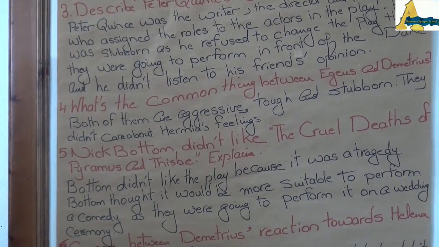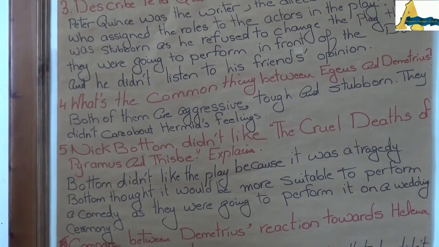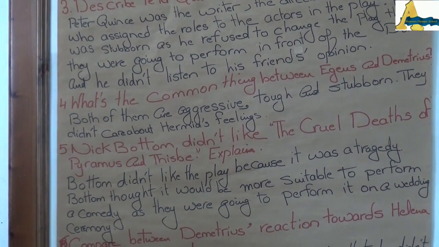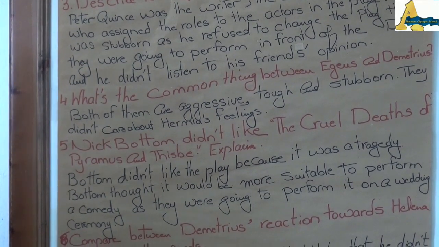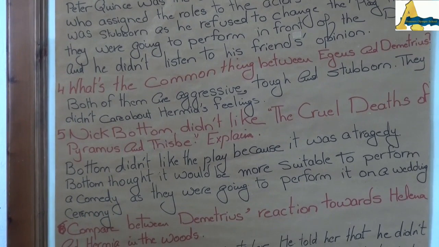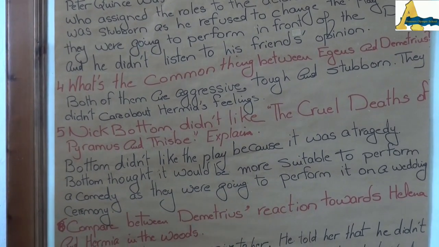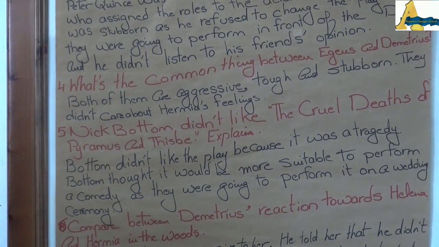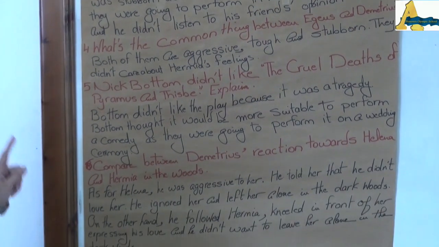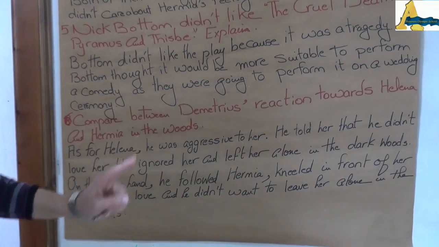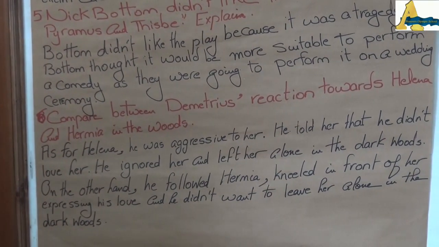Number 5. Nick Bottom didn't like the cruel deaths of Pyramus and Thisbe. Explain. Bottom didn't like the play because it was a tragedy. Bottom thought it would be more suitable to perform a comedy, as they were going to perform it at a wedding ceremony.